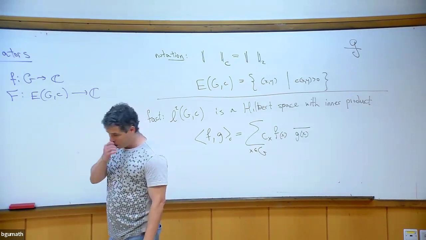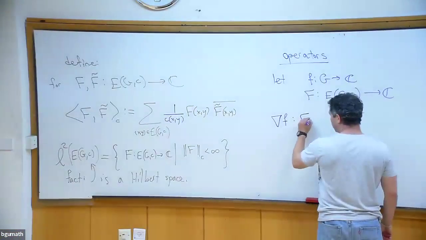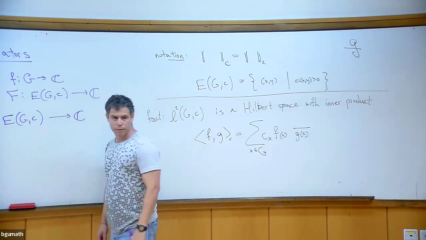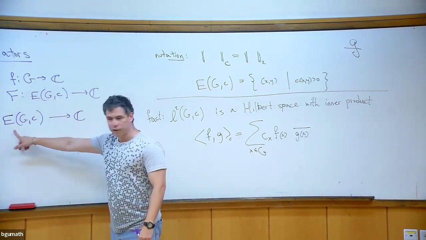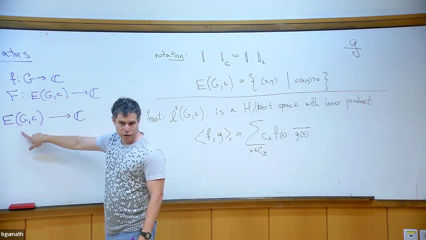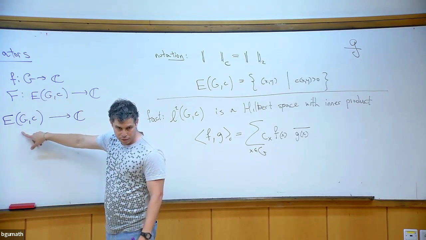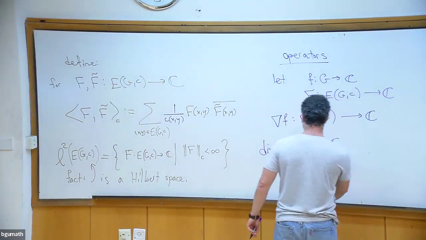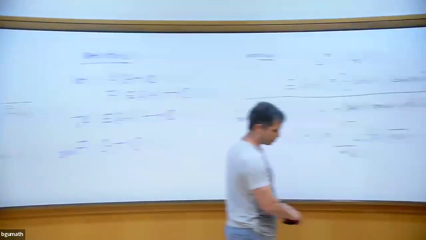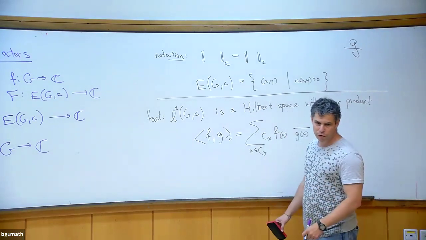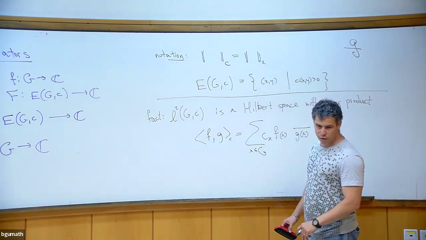The gradient of f is going to be a function on edges that gives me a complex number. So if f is a function on vertices, this is a function on edges. The operator nabla takes a vertex function to an edge function, mapping one space to another. And I'm going to define a divergence of big F, a function from the edges to C, so it takes an edge function to a vertex function. So you cannot compose nabla with itself, and you cannot compose divergence with itself.